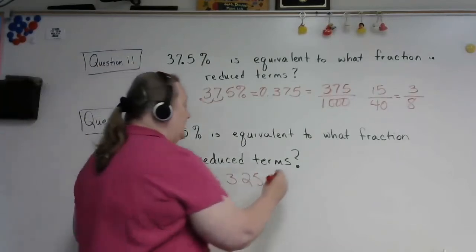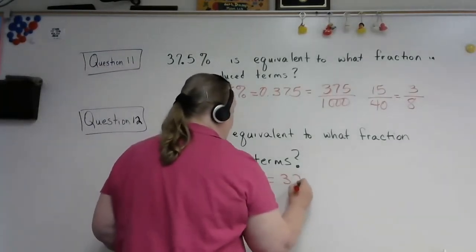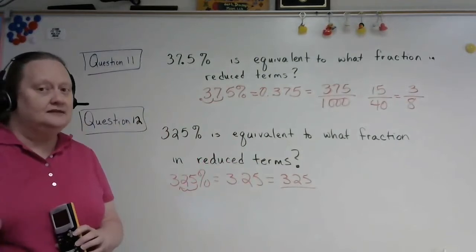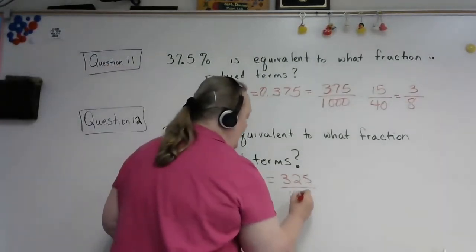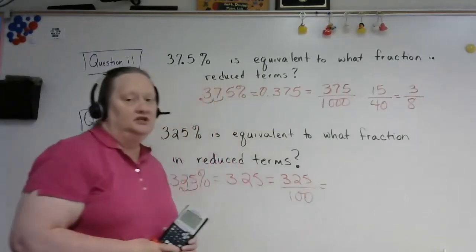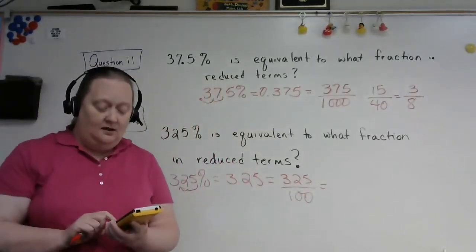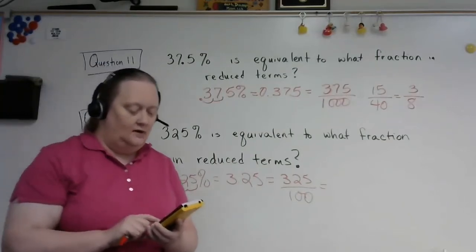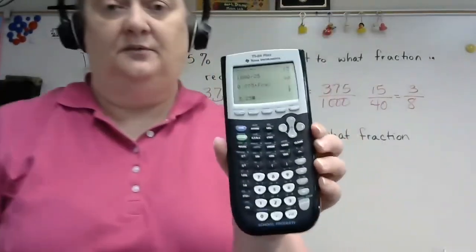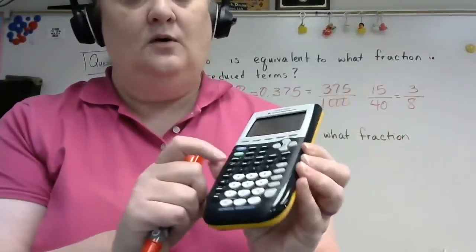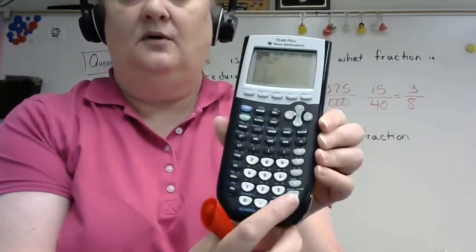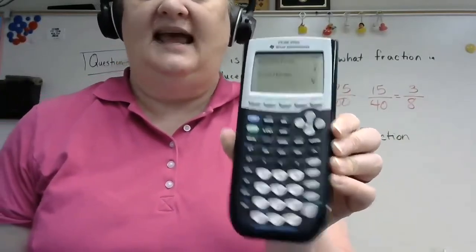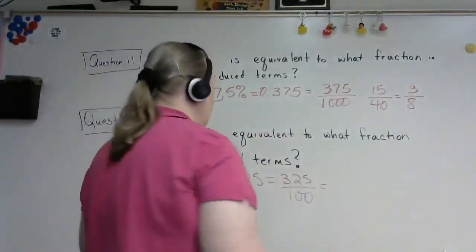If we're doing it by hand, that would be to write the 3, the 2, and the 5, and because there are 2 places after the decimal, that would be a 1 and 2 zeros, and then we would reduce that. And again, I would not recommend doing that by hand. So we're again going to do that with the calculator. So we're going to type in the 3.25. We're going to press the math key, and then we're going to press enter, and then press enter for it to do the problem. And it's going to reduce that for us, and we get 13/4.